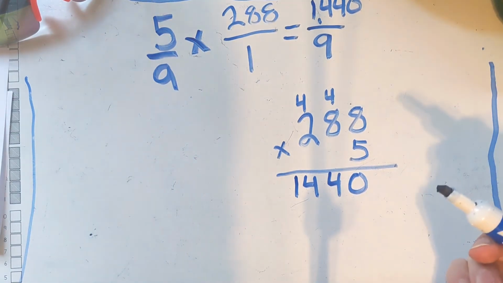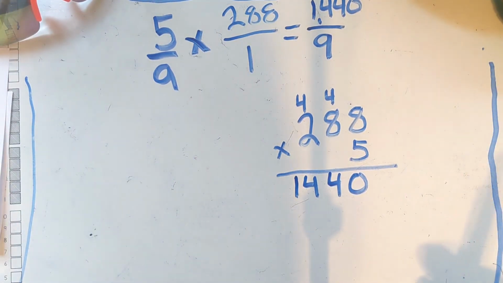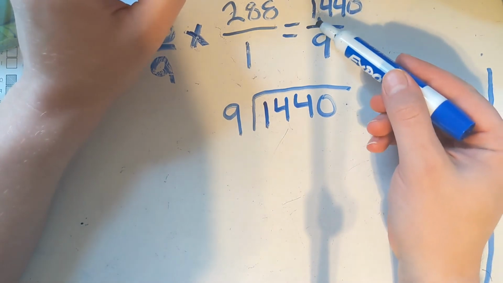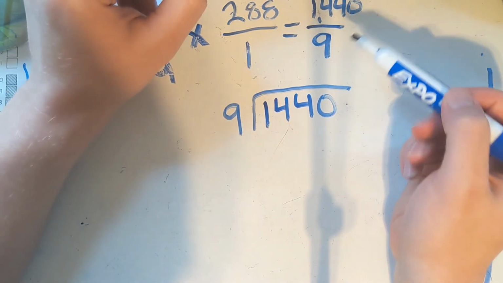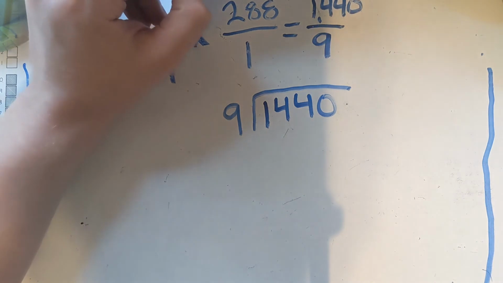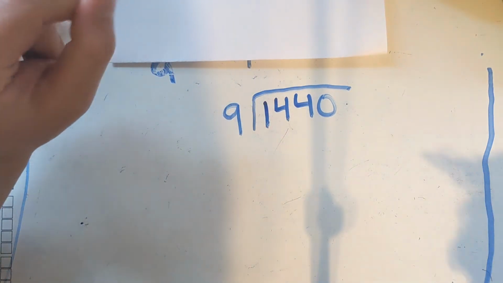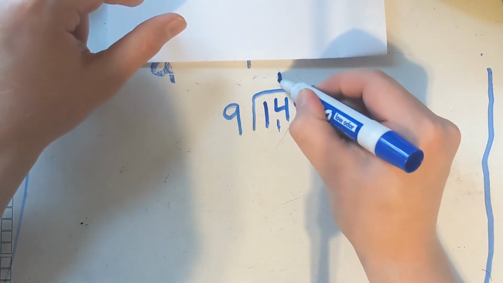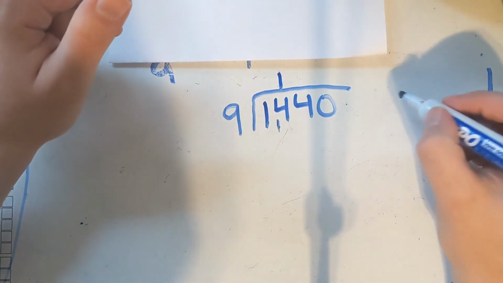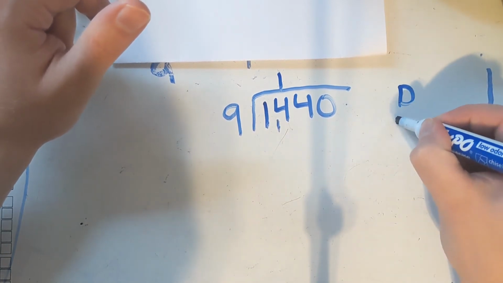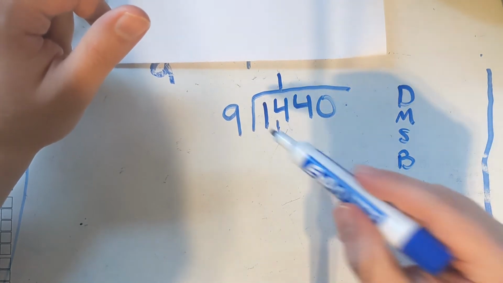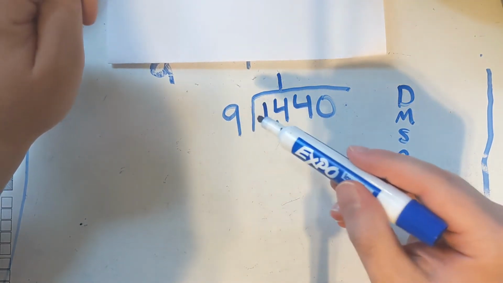Now, this is a division problem. Now I'm going to have to actually divide this. So let's set that up. Okay, so now we've got our division problem. We're dividing because we ended up getting 1,440 over 9. And as you know, fractions are just division problems themselves. So now we've got to divide this to figure out the number of tickets. All right, how many times does 9 go into 14? It only goes in there 1 time. And if you have trouble remembering: divide, multiply, subtract, bring down. DMSB. So divide 14 by 9.